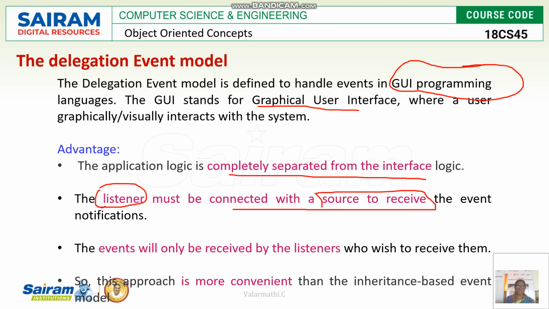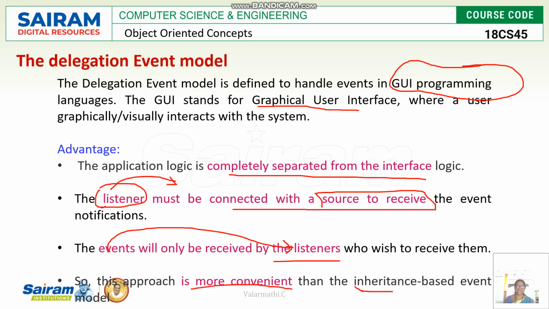If you take a mouse listener and try to use it with a keyboard source, it won't be matched, so it won't be connected. So we must know which listener we are using and which event source it receives from, and events will only be received by their respective listeners. It has one complete association between the event listener and the event source, which is why it is more convenient to use than the inheritance based event model.